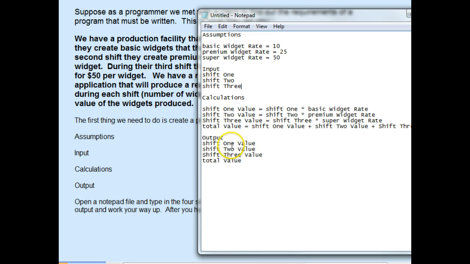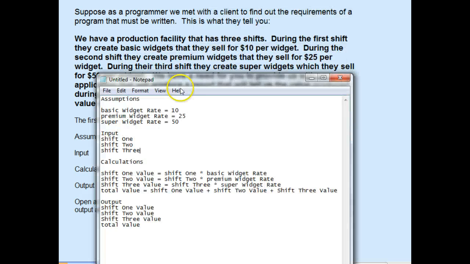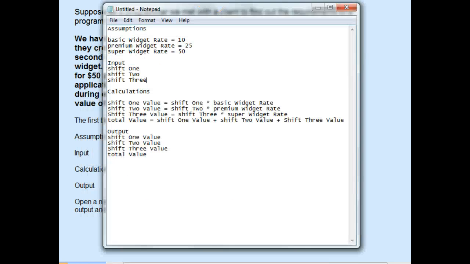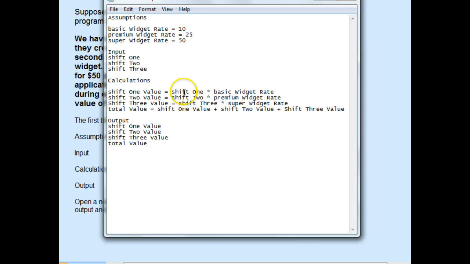Then we said, well, these all have to be math done by calculations, so I copied them and pasted them up here. Then, before I got started on these calculations, I said, well, there must be some low-hanging fruit, and that is, let's document all our constants. So we know we have 10, 25, and 50 that should be documented, and we put those into our assumptions. And then we figured out that total value is the addition of these 3, so we documented that, and I copy and pasted as I went through, so all my names are consistent.